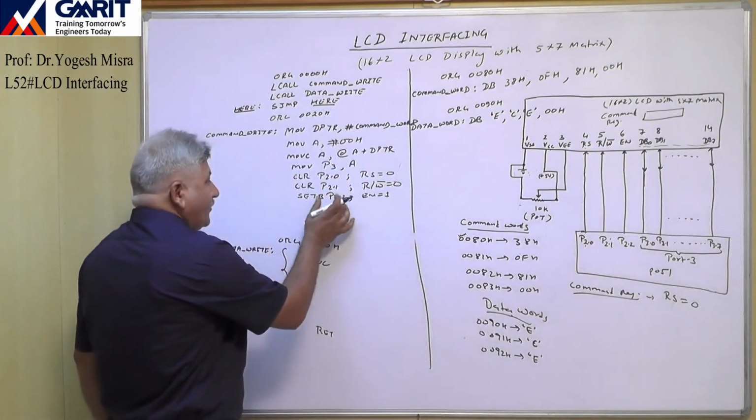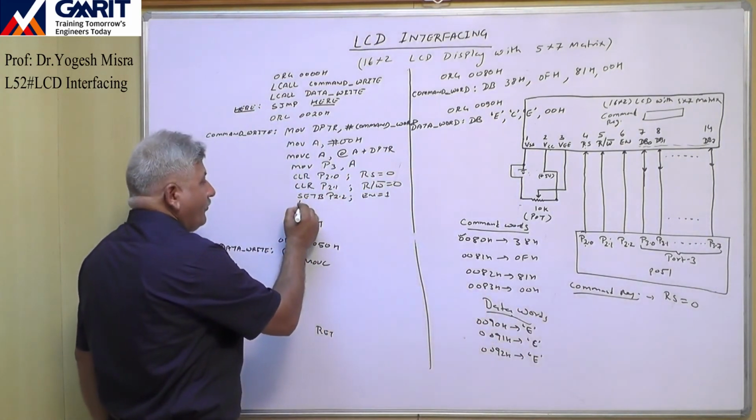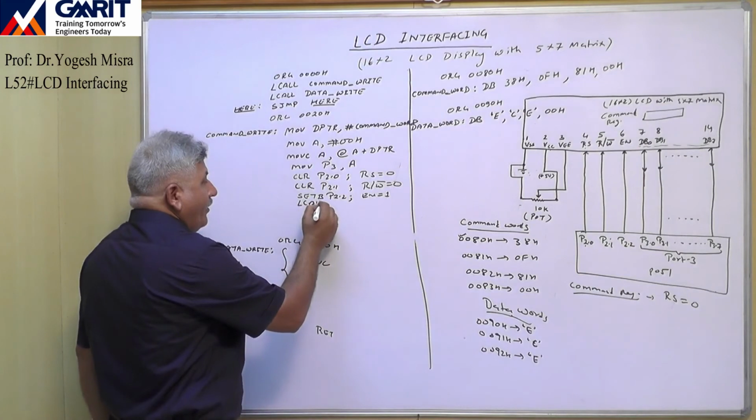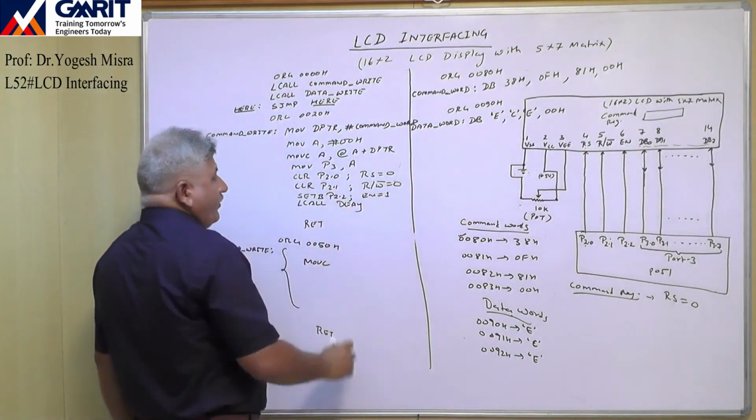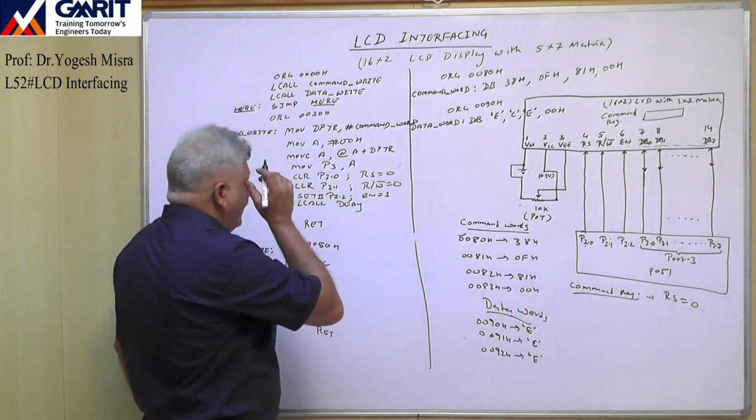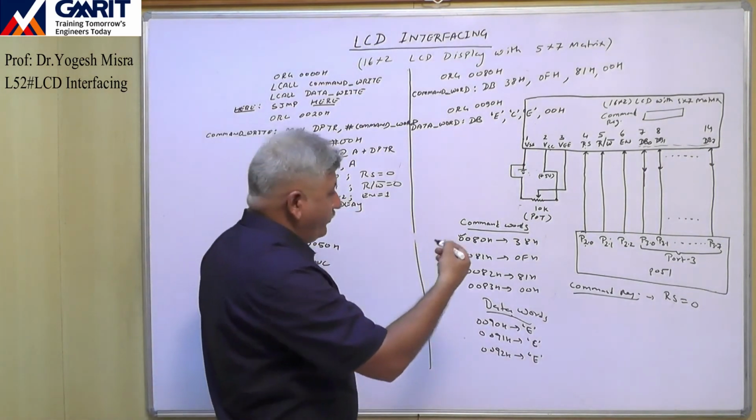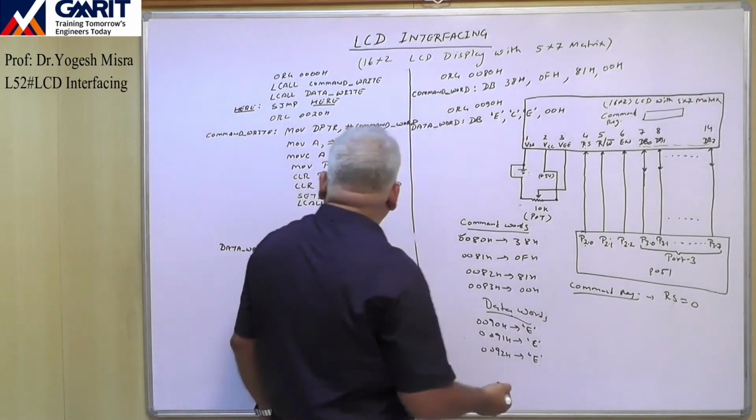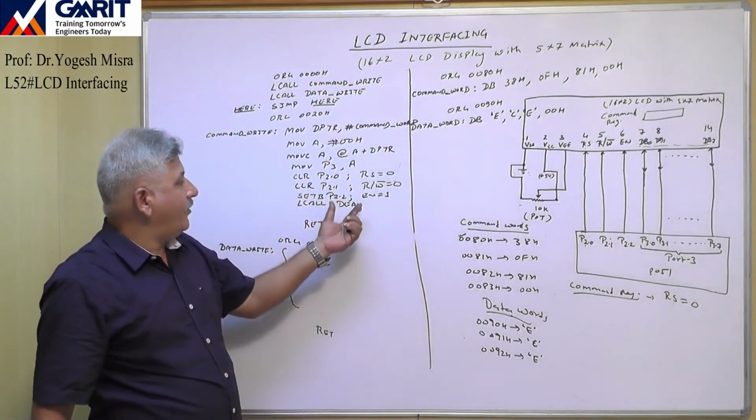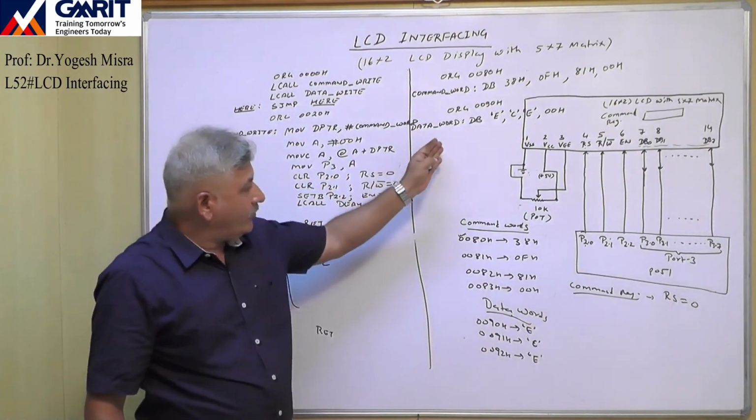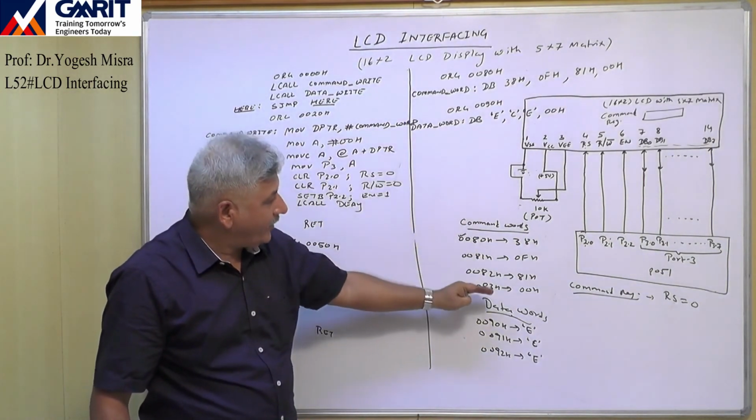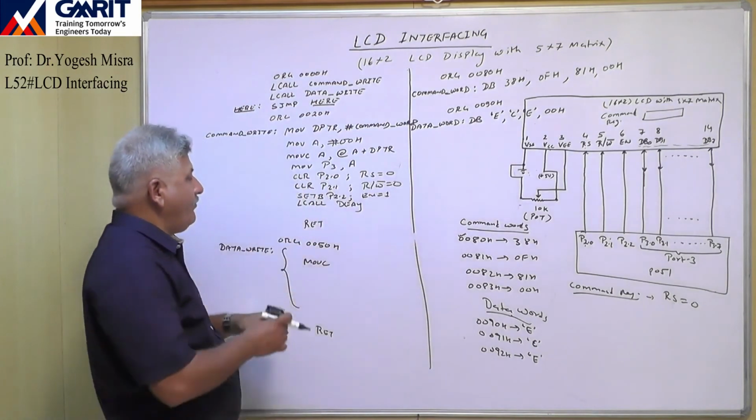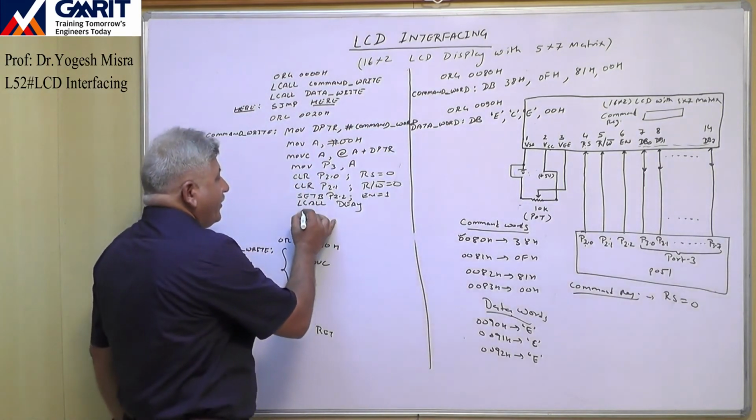So after making this pin high, we will transfer the program to a subroutine called delay. We will write some instructions somewhere. The name of that subroutine is delay. So the controller will execute those instructions, some delay will be generated, and in the last it will come back to the main program.